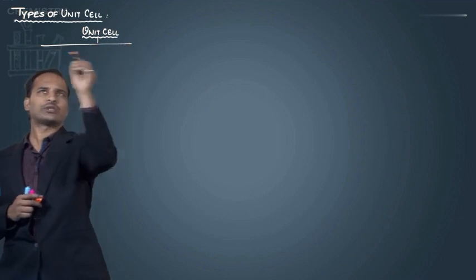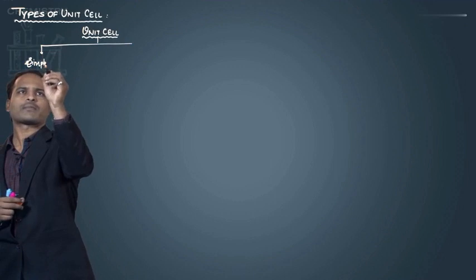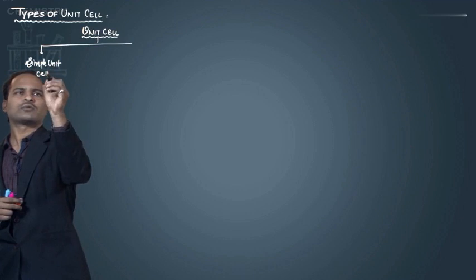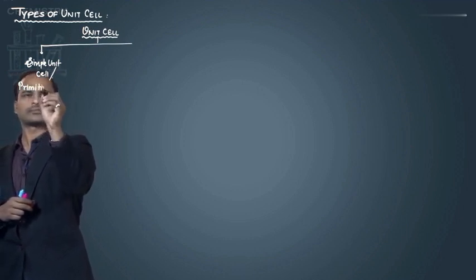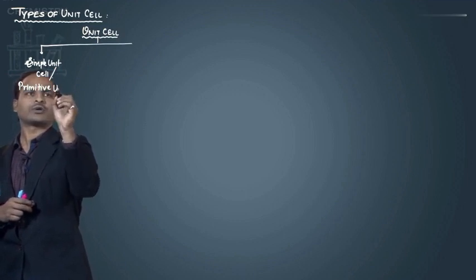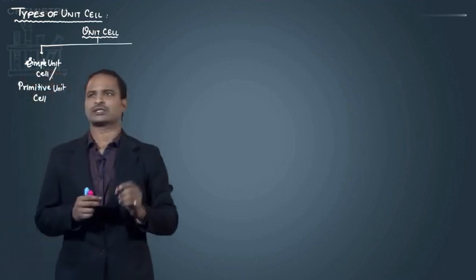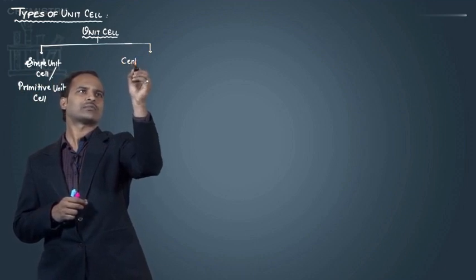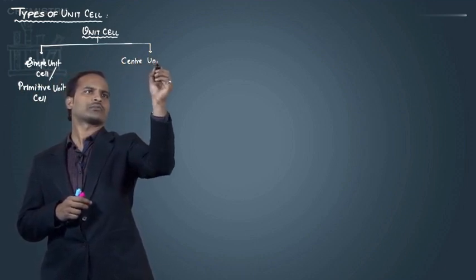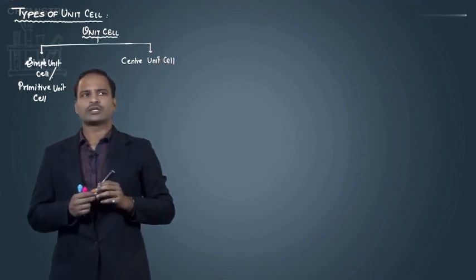The first one is a simple unit cell, which is also known as a primitive unit cell. The second is the centered unit cell. So, simple unit cell or centered unit cell.